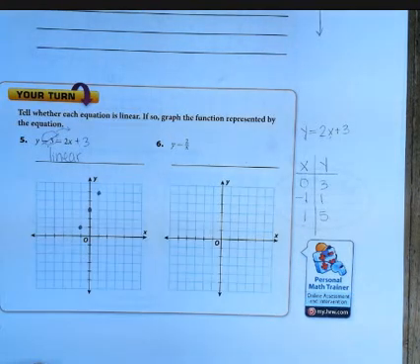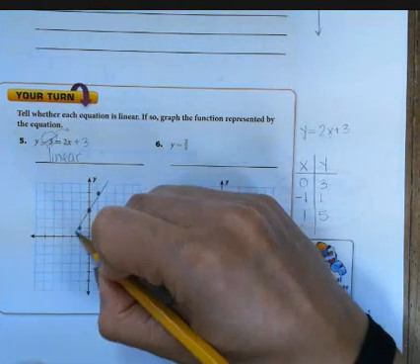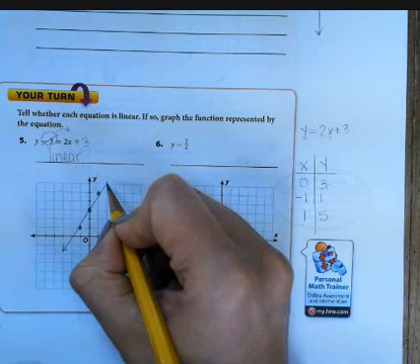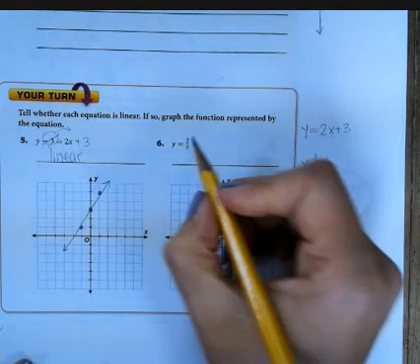Okay, so now the next one is y equals 2 over x. Automatically you see that you have a fraction, and the denominator of that fraction is x. So right there, this is telling us that it is not linear. So we have here non-linear. And you don't have to graph anything on here.